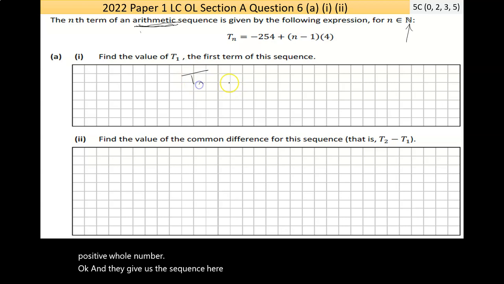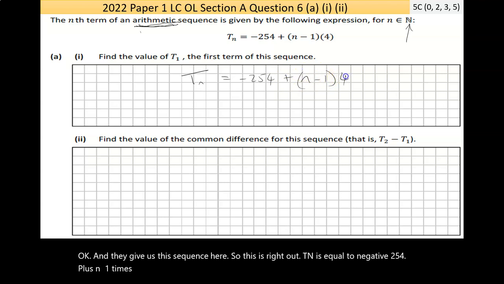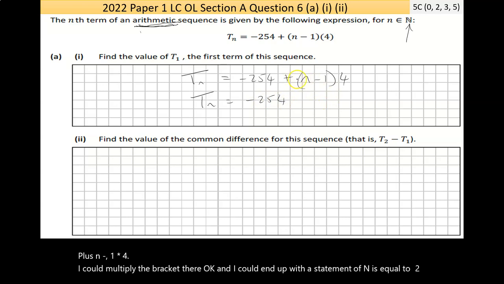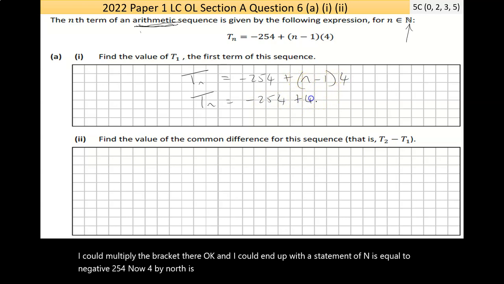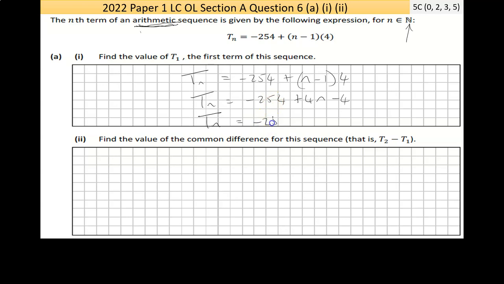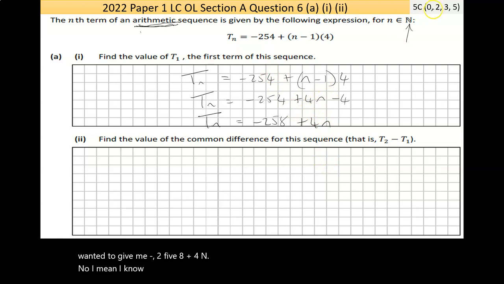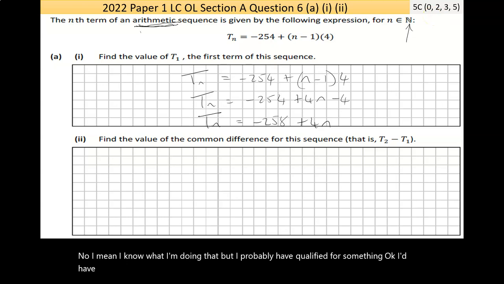So let's just write it out. T of n is equal to negative 254 plus (n minus 1) times 4. Now, I could multiply out the bracket and end up with T of n is equal to negative 254, 4 by n is 4n, negative 1 by 4 is negative 4. I could simplify that statement to give me negative 258 plus 4n. I may not know why I'm doing that, but I probably have qualified for something. I'd have to check the marking scheme just to make sure.